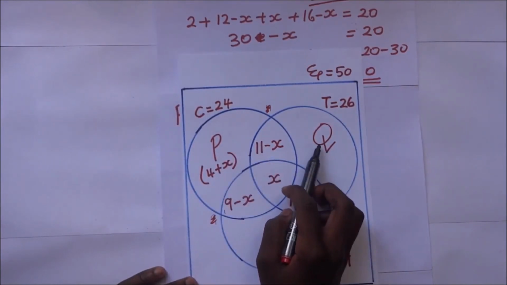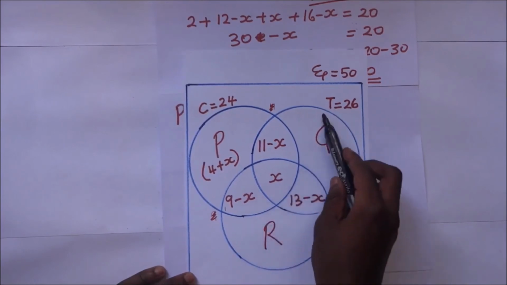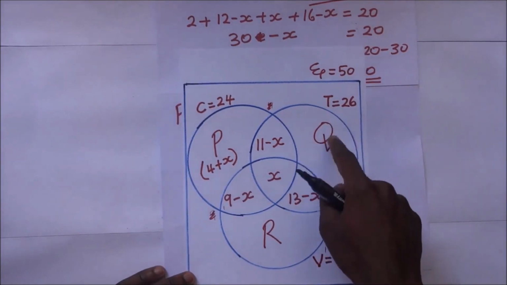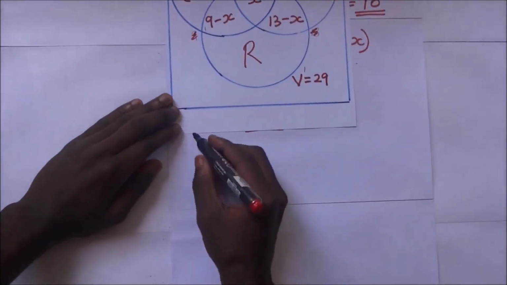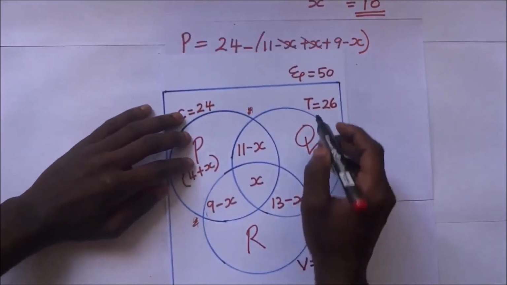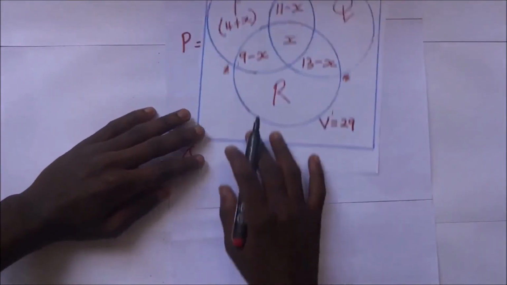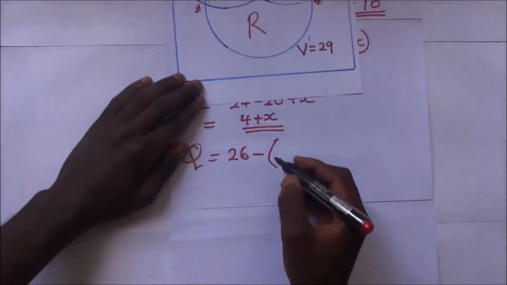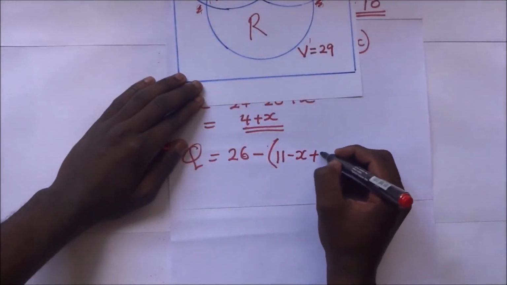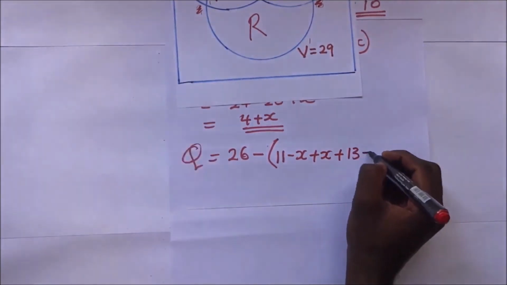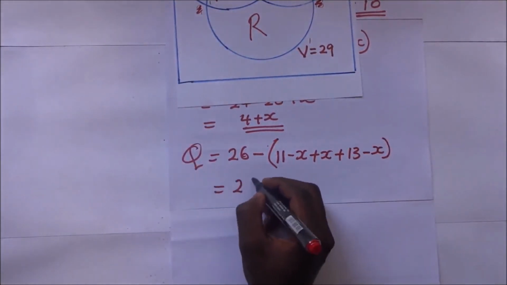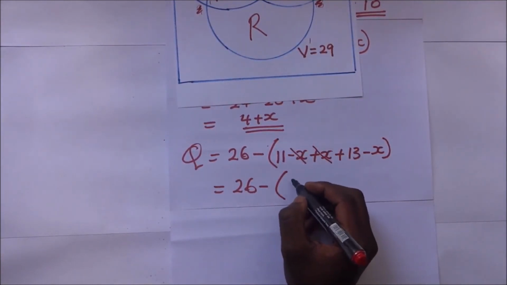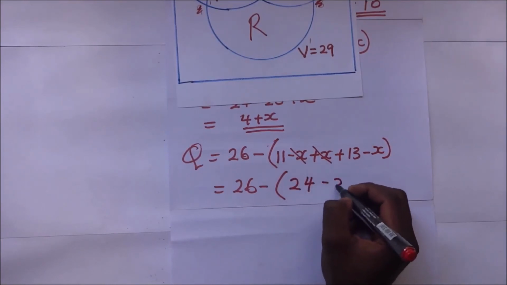So we get the value of Q. For us to get the value of Q, it's going to be this whole circle, 26, minus this, that, and that, so that we get what is remaining here, Q. So our value of Q here will be the total, which is 26, minus the remaining. So it's 26 minus this plus that plus that: 11 minus x plus 13 minus x. And that's going to become 26 minus this goes with that. So that's going to become 24 minus x.